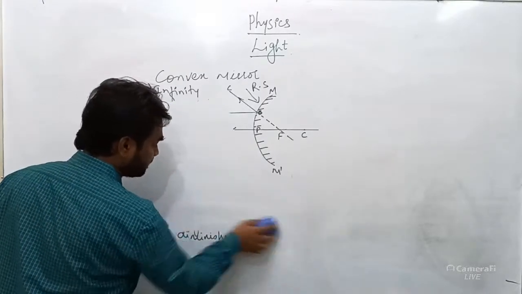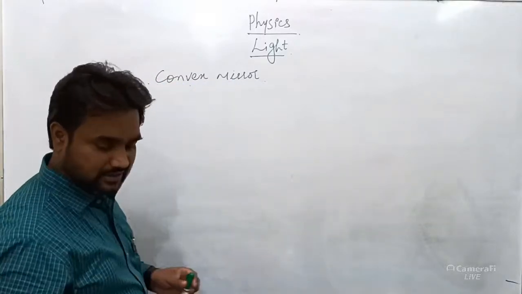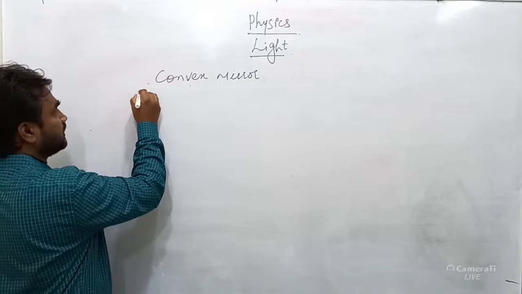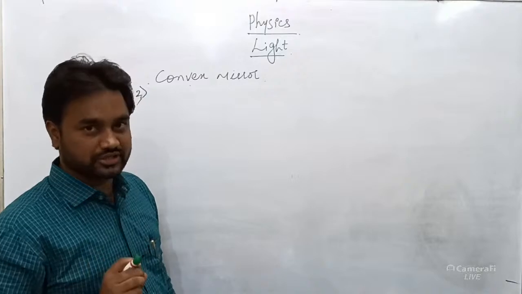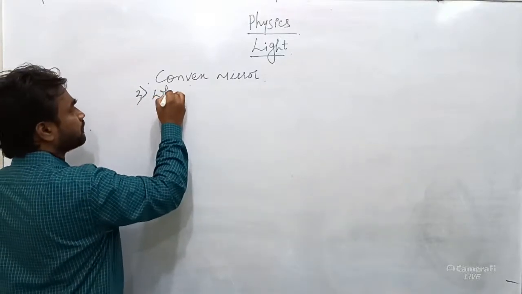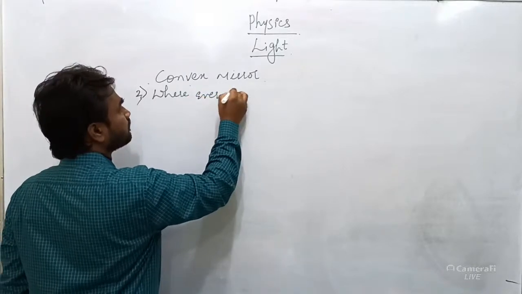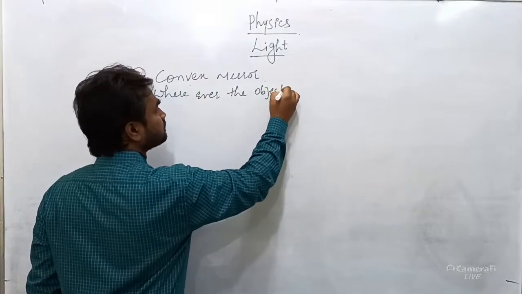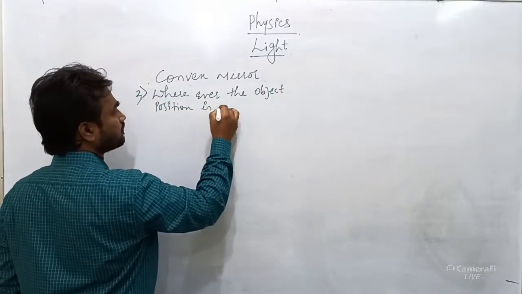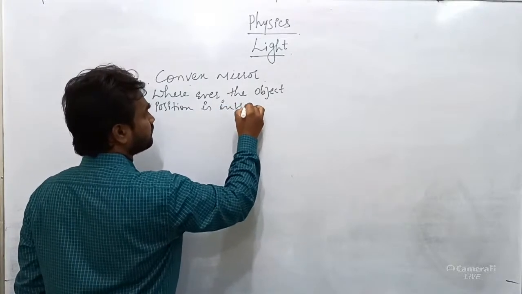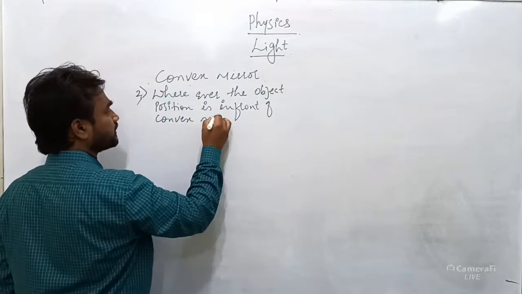Now moving on to the second one. We said that no matter wherever you place the object in front of the convex mirror, the image will be formed at one position. Let us see now. Wherever the object position is in front of the convex mirror.